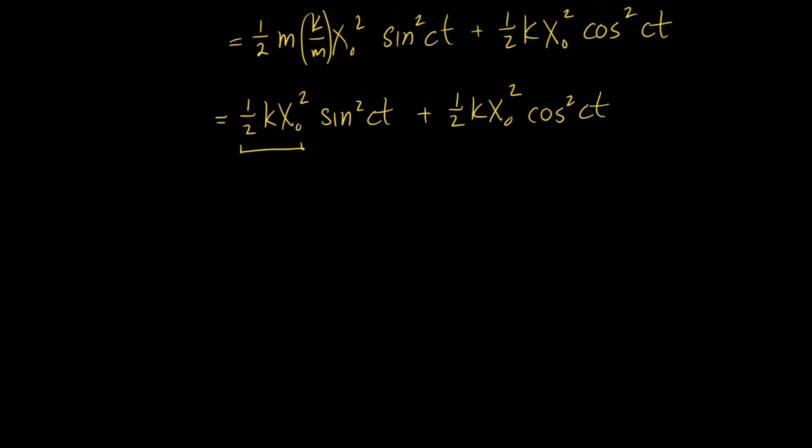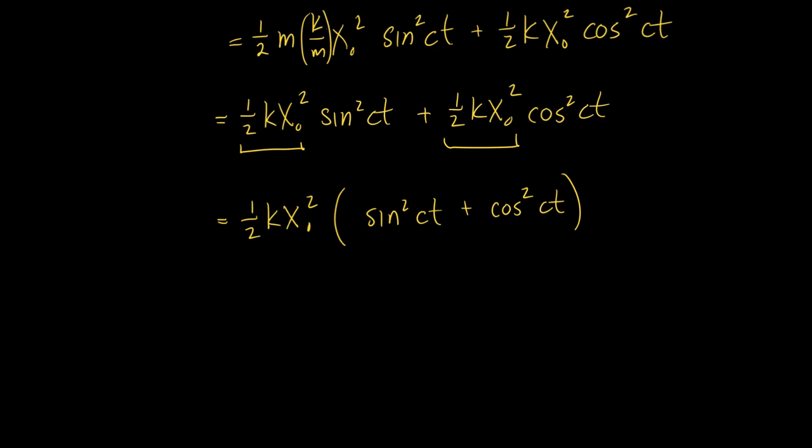This term and this term are the same. They can be factored out. I'm left with sine squared ct plus cosine squared ct. And everybody in calculus should know this, and I think some of you in pre-calc should know this. What is sine squared plus cosine squared? It's 1.